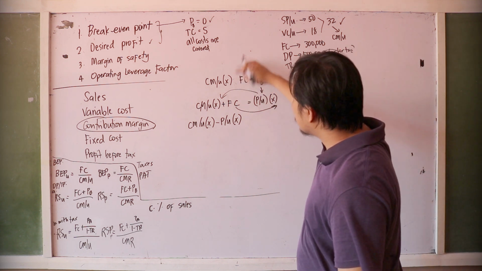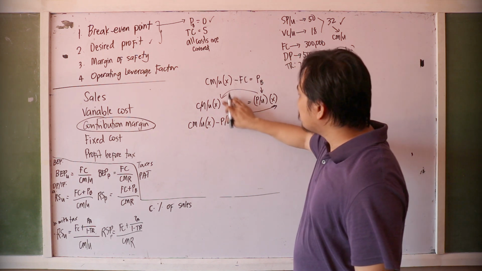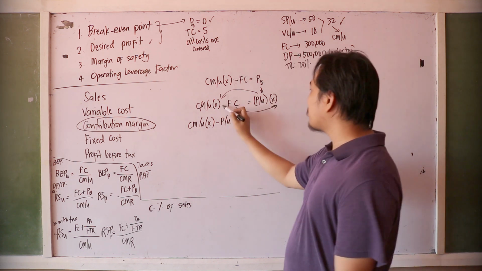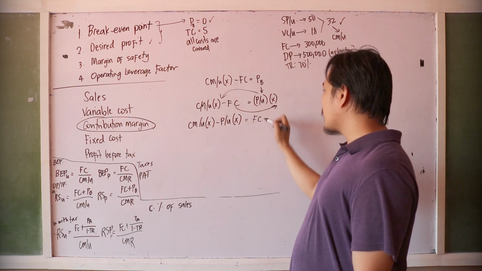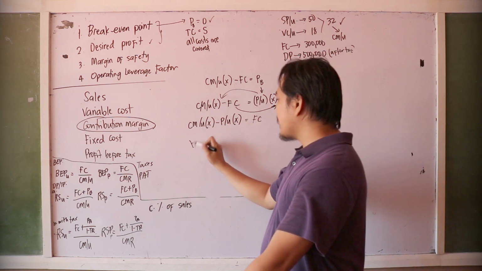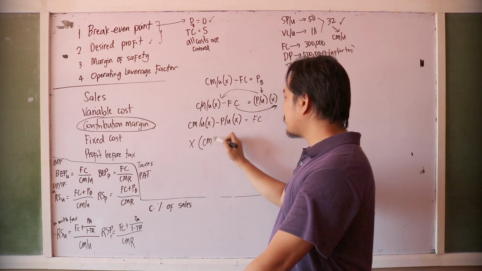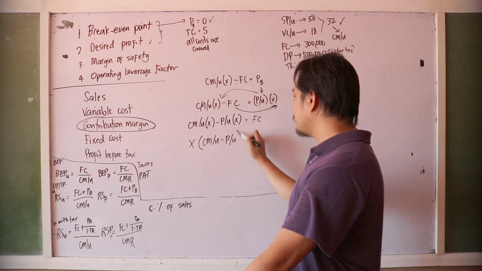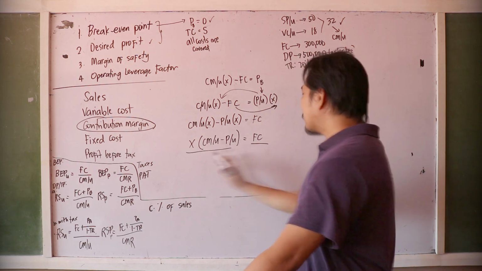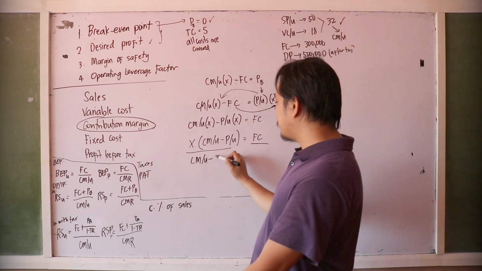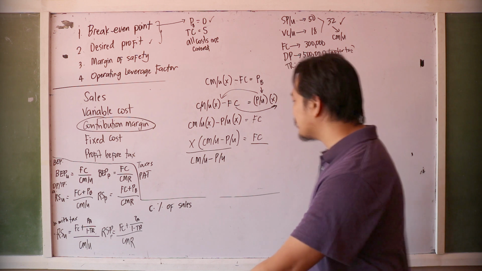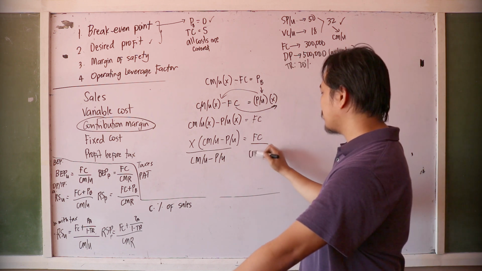Sorry, minus pala to. Contribution margin minus fixed cost is your profit before tax. So pag ilipat si fixed cost dito, magiging positive siya. Now, factor out natin si x. Contribution margin per unit minus profit per unit is equal to fixed cost. Para matira yung x, kailangan natin siya i-divide by contribution margin per unit minus profit per unit. Both sides.